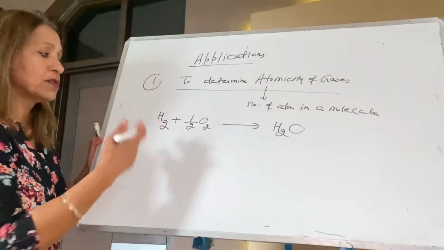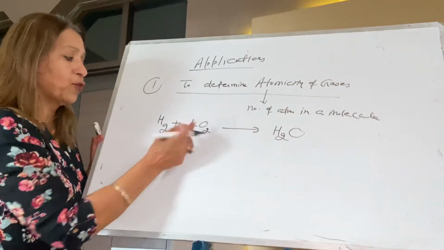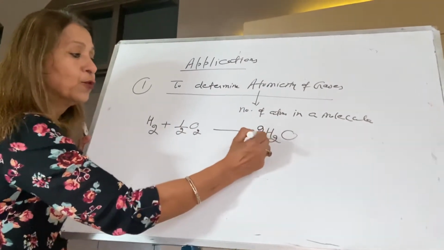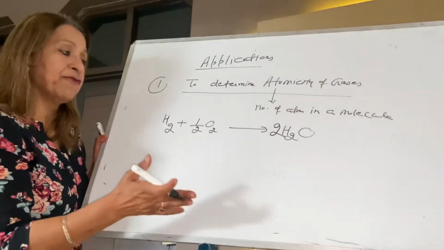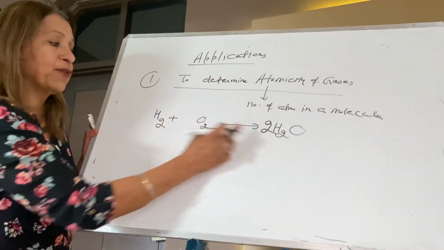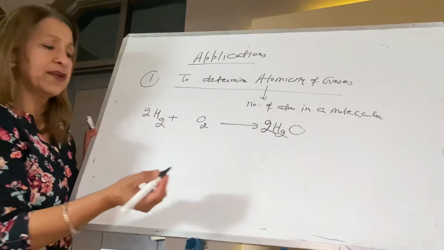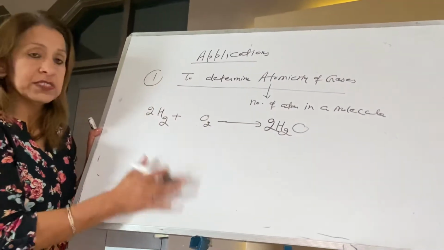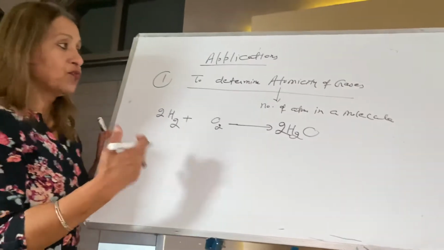Or you can simply write, not to write half O2, you can put here 2. At the end we will make the half. So it is 2 oxygen. You can make it 4 hydrogen. At the end it will automatically become half. You can see now.